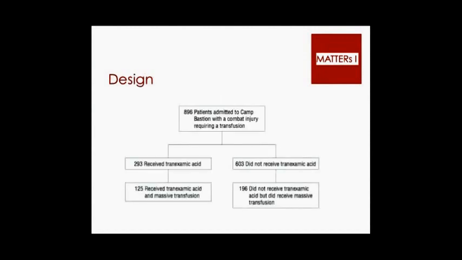They ended up looking at 300 that received TXA and 600 that did not receive tranexamic acid. The way they did that is that this is essentially a pre-post observational study where these 600 patients were prior to the CRASH-2 trial coming out, prior to them implementing TXA, and the 300 were after. They also did a subgroup analysis of patients that received massive transfusion protocol, which was defined as over 10 units in 24 hours.